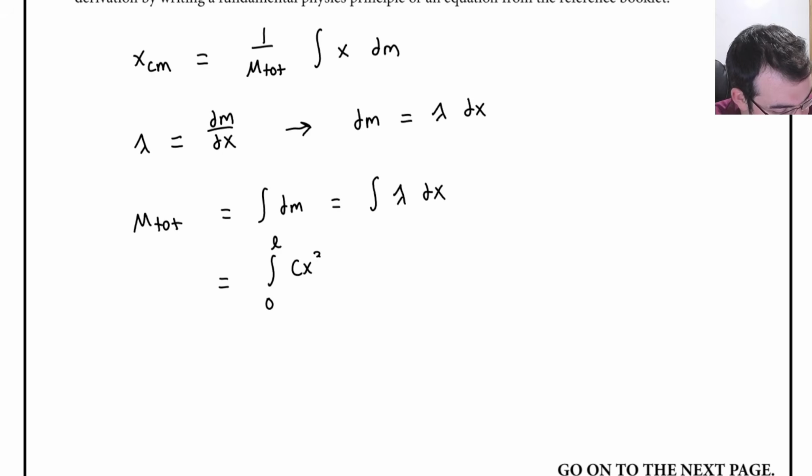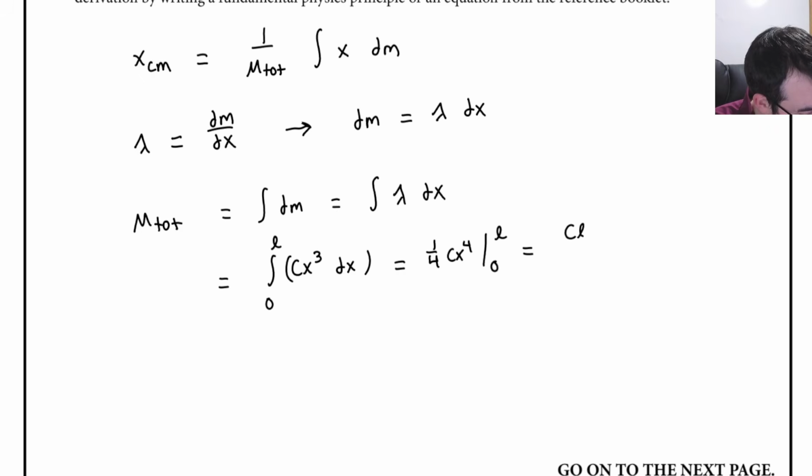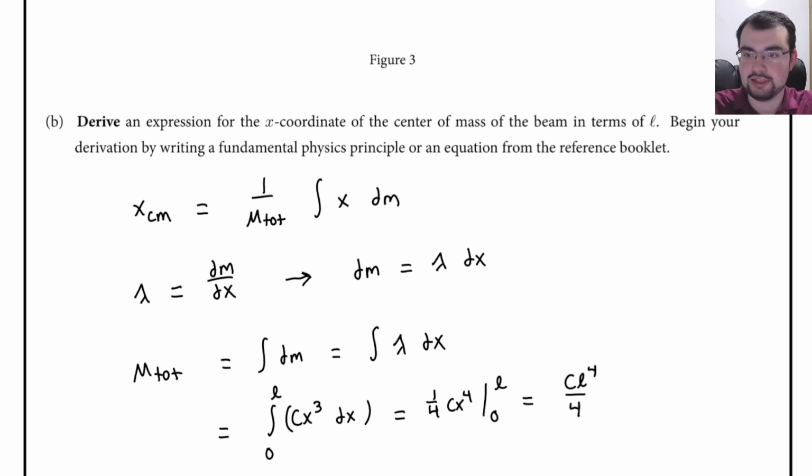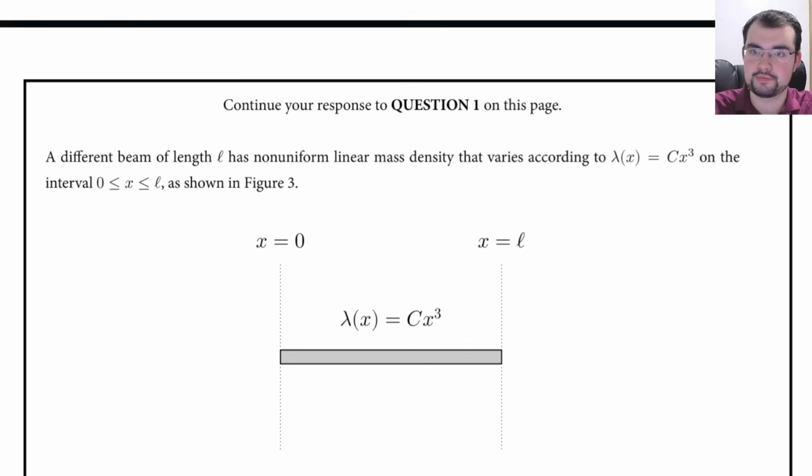So I integrate from 0 to L. Lambda was cx cubed, and we're just integrating that with respect to x. This is a classic power rule. We get 1/4 cx to the 4th from 0 to L, which gives us cL to the 4th over 4. And that's just the total mass. This actually isn't what the question wanted us to do. The question wanted us to find the center of mass coordinate.